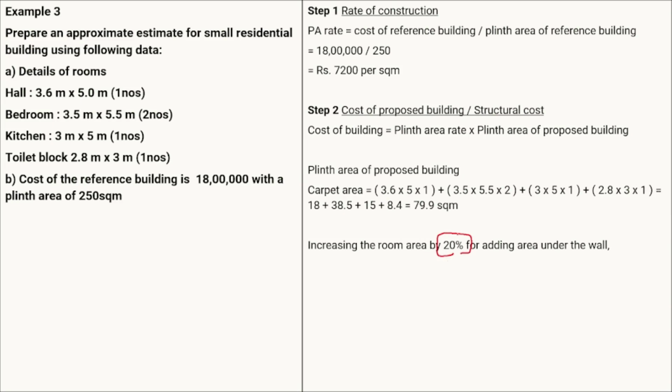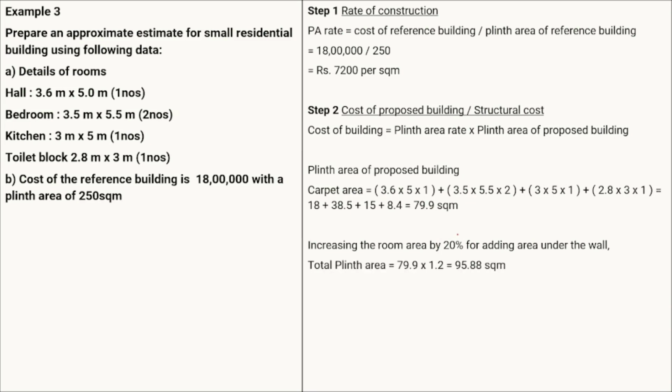Okay, we can assume this so that to make our calculation easy. If in the numerical it is given that out of the plinth area, 20% is for the lobby, and suppose 10% is for the wall, then in that case we have to use a different method. But here, if it is not given in the numerical, we can directly increase the carpet area by a certain percentage so that we will get the plinth area. So here we are increasing the carpet area by 20% to get the plinth area.